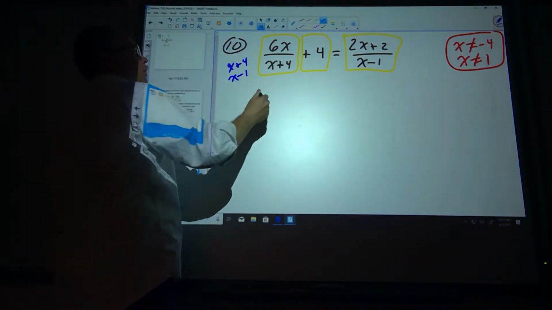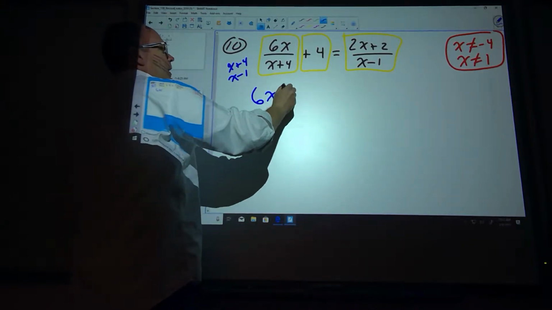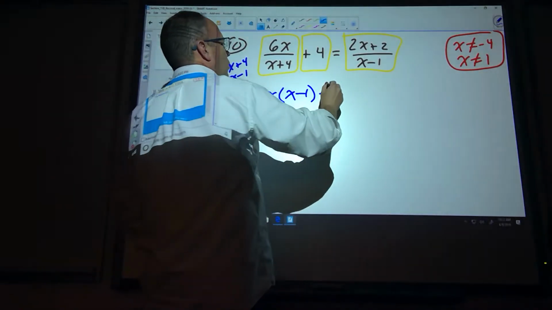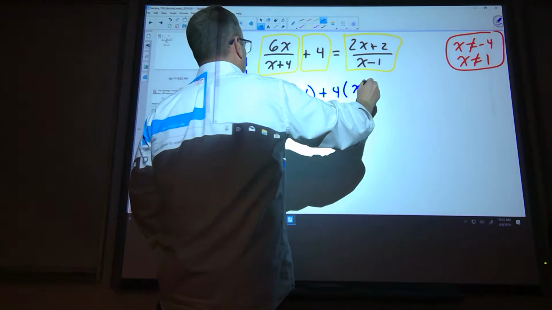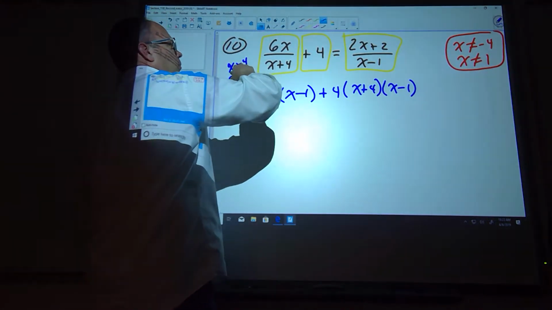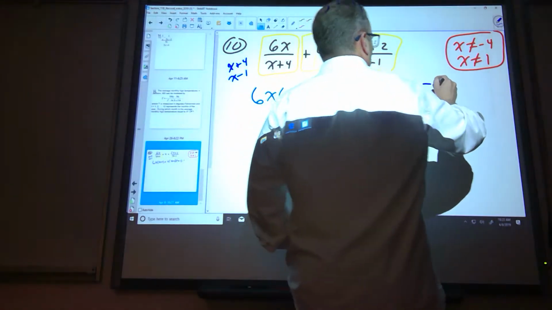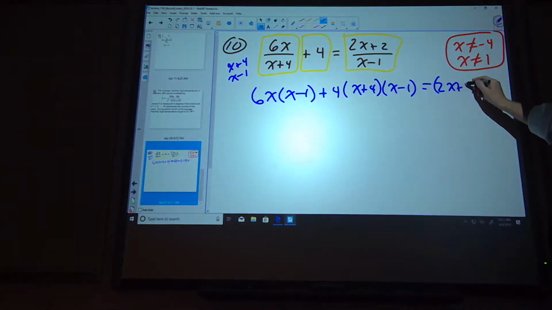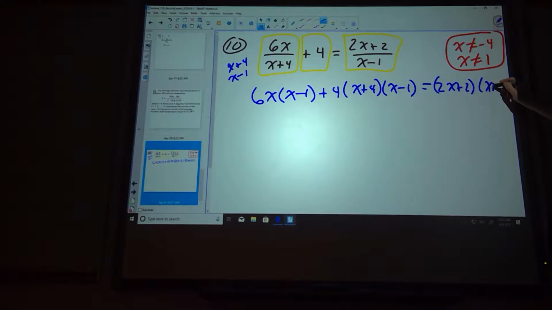So here the x plus 4's cancel, so I get 6 times x minus 1. And then this last one, the x minus 1's would cancel, so then I'm going to multiply by x plus 4. Does everybody feel comfortable with the math that's been done so far? Does anyone need to see that I write each binomial by it and I cancel it out like we're in Algebra 1? Yeah. No, you don't.